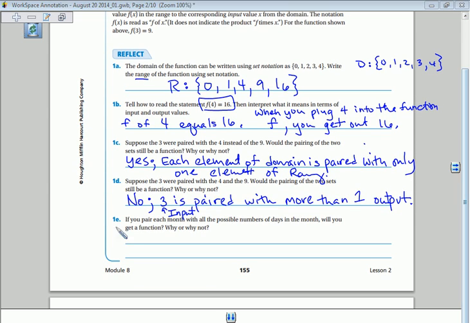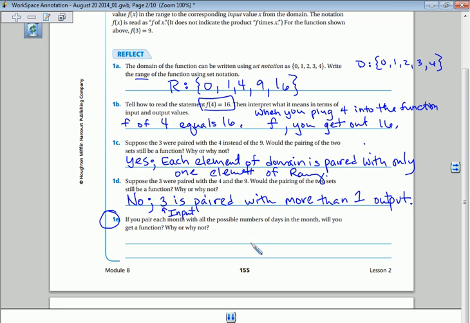Okay. Now, I want you to think about this one for just a second. Don't answer out loud until I tell you to. If you pair each month, January, February, each month, with all the possible number of days in that month, will you get a function? Just think about it. Okay. Now that you've thought about it, how many people think yes? How many people think no? Okay. I like the mob mentality. This is good. No is right. Why is it no? Who can tell me?